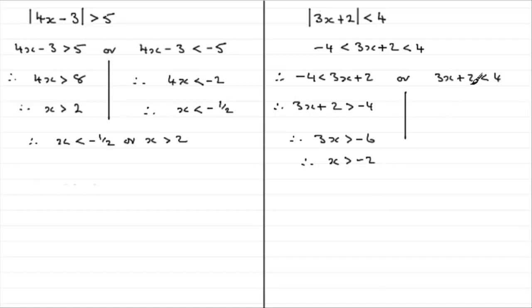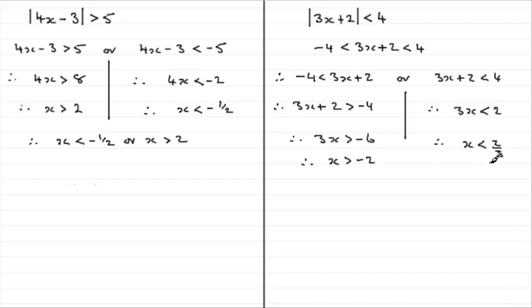And for this one, if we subtract 2 from both sides, we have 3x is less than 4 take away 2, which is 2. Divide by positive 3, so again don't reverse the inequality, so we just have x is less than 2/3.